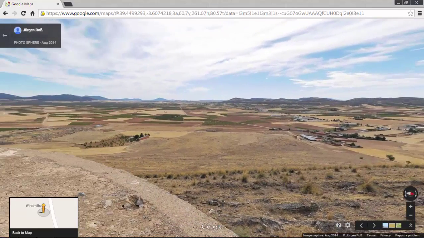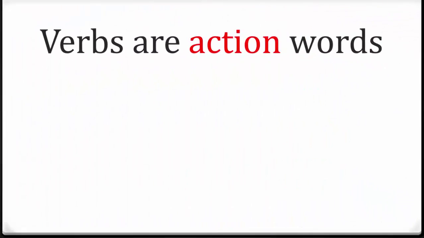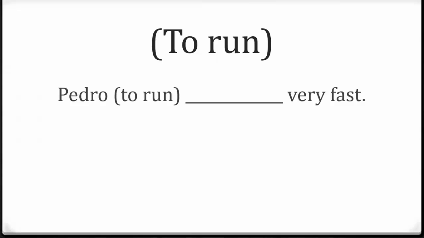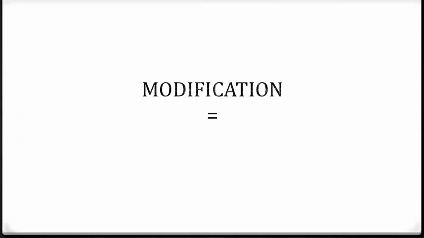Conjugation refers simply to the modification of a verb based on a particular context. Verbs are action words like eat, sleep, and work. The infinitive form of the verb is simply the verb in its unconjugated state. Now, once we put the verb into a context, it can undergo modification, or as I'll refer to it, conjugation. Let's take a look.